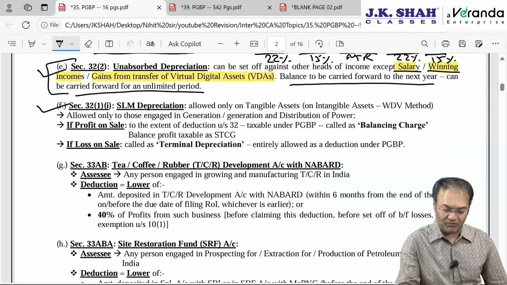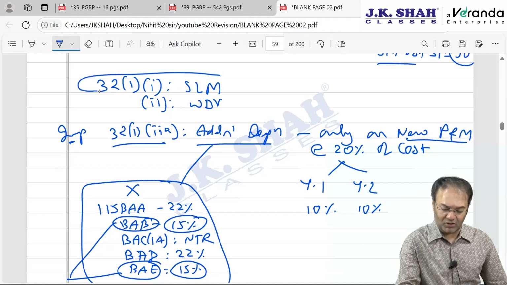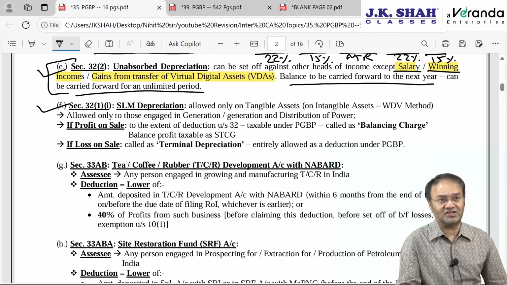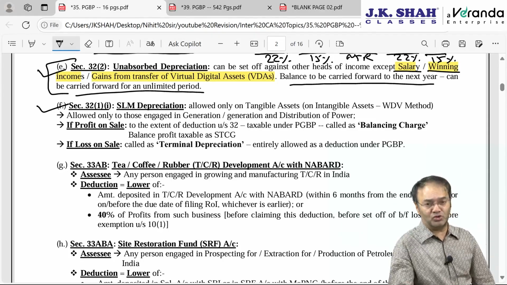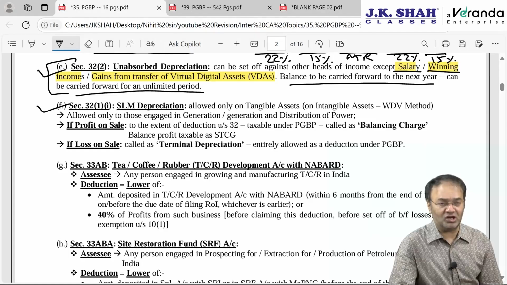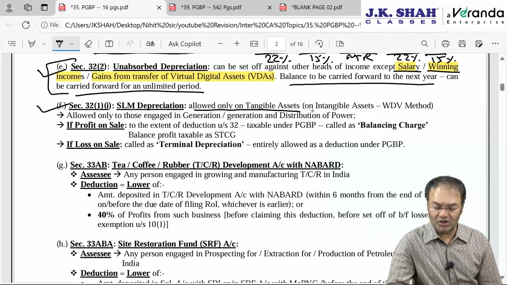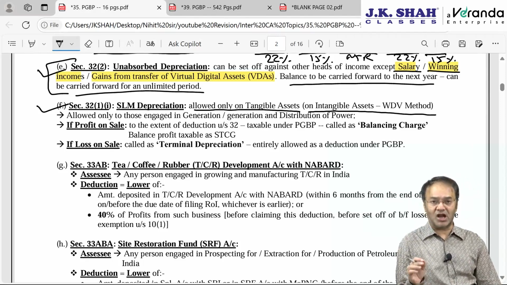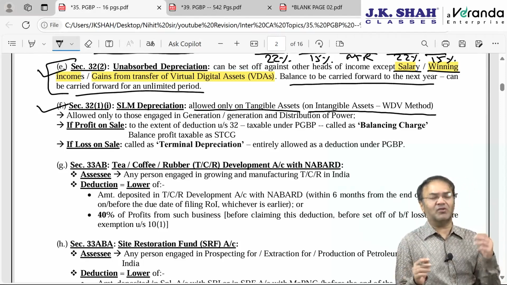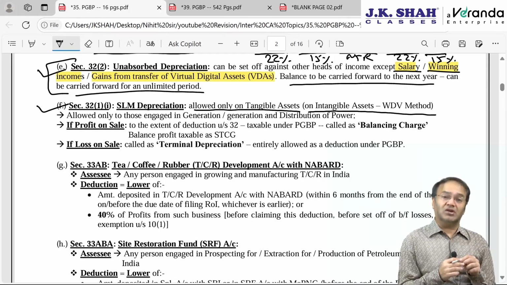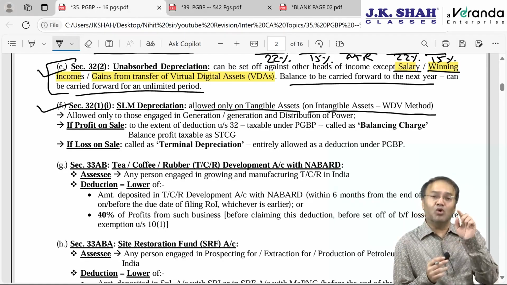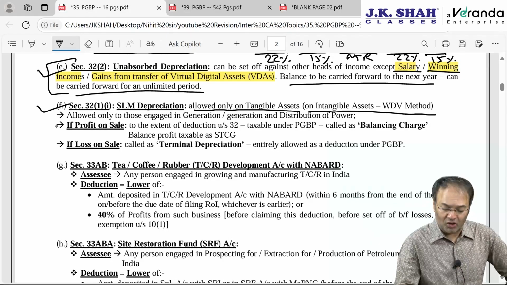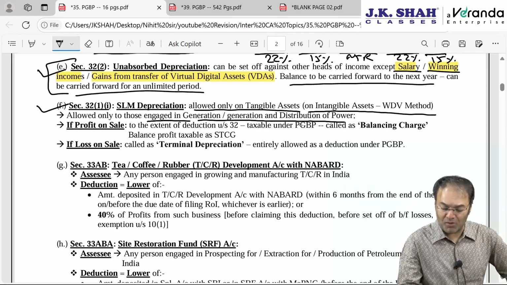SLM method, 32 subsection 1 clause 1. As I already told you, 32 subsection 1 clause 1 is SLM, clause 2 is WDV, clause 2A is additional depreciation. Now clause 1 SLM, who is allowed for SLM, who is eligible? Answer: those who are into power generating business or generating and distributing. Allowed only on tangible assets, not allowed on intangible. Even for power generating units like BSES, Tata Power, Adani Power, Adani Energy, whatever is the name, they are also allowed the SLM method of depreciation only on tangible assets, not on intangible assets, because for intangible they will have to claim the WDV method. Allowed only to those engaged in generation and distribution of power.